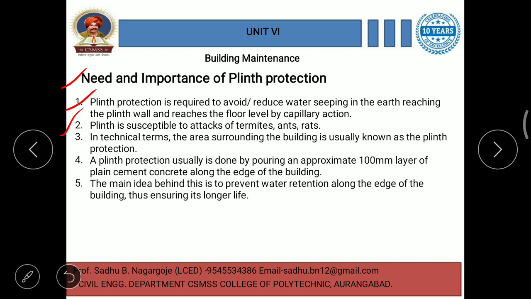In technical terms, the area surrounding the building is usually known as plinth protection. A plinth protection usually is done by pouring an approximate 100 mm layer of plain cement concrete along the edge of the building. The main idea behind this is to prevent water retention along the edge of the building, thus ensuring its longer life. Okay, this is about DPC and the plinth protection.